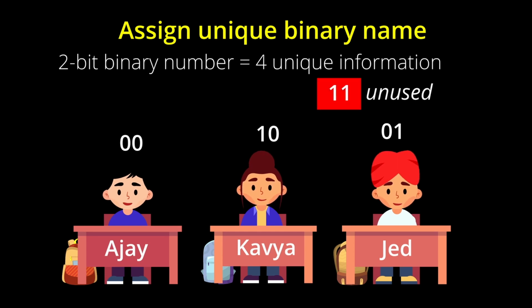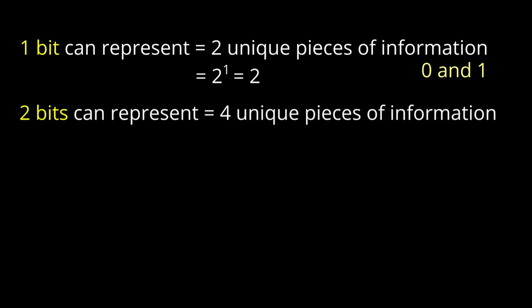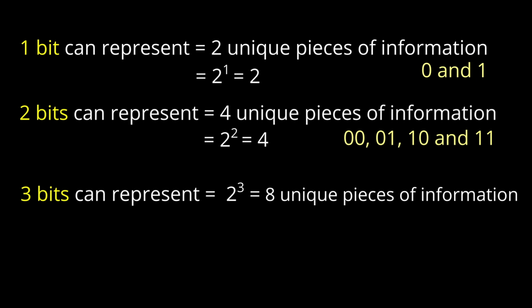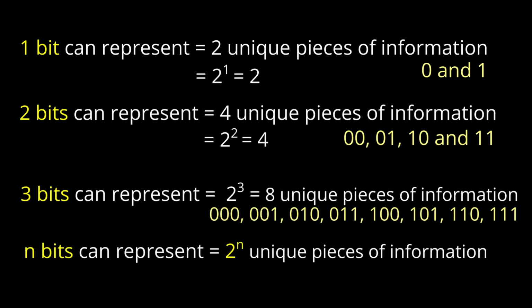Now let us summarize. With a single bit, one can represent 2 unique pieces of information, which is 2 raised to the power 1, that is equals to 2. With 2 bits, one can represent 4 unique pieces of information, which is 2 raised to the power 2 equals to 4. Similarly, with 3 bits, one can represent 2 raised to the power 3, that is 8 unique pieces of information. If you follow the same pattern, with n bits, one can represent 2 to the power n unique pieces of information. This is quite an important concept in computer science.